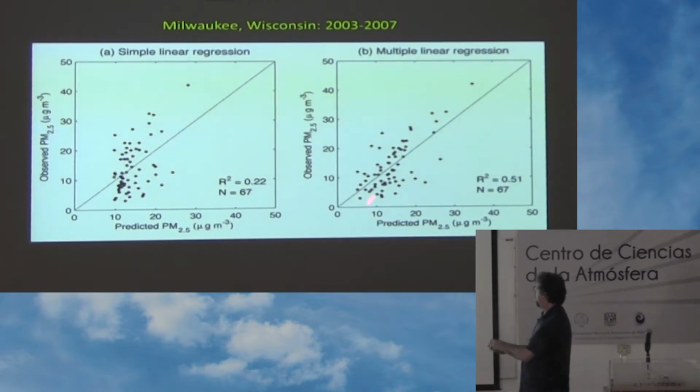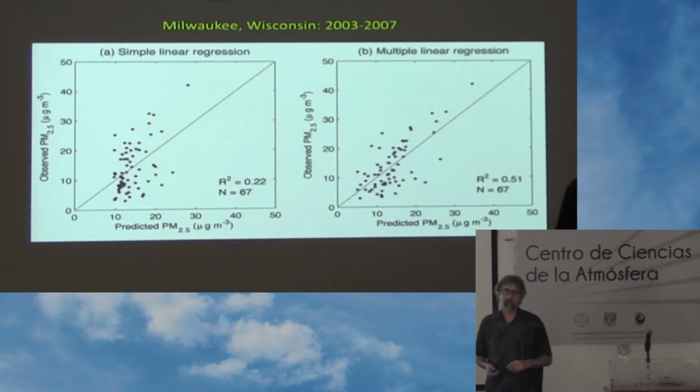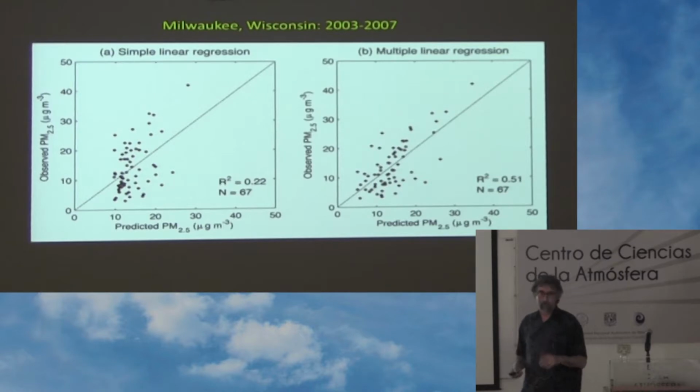So here is the same graph with the same set of observed PM 2.5 measurements, but using the multiple regression model, including the Lagrangian predictors. And you can see that the model improves a lot. With the R squared of 0.5, that corresponds to a correlation coefficient of 0.7, which is not bad in the world of air pollution.